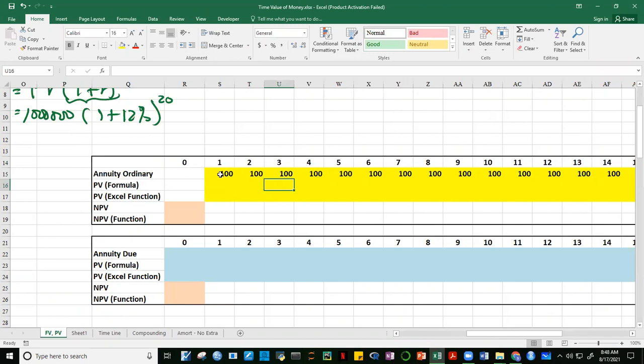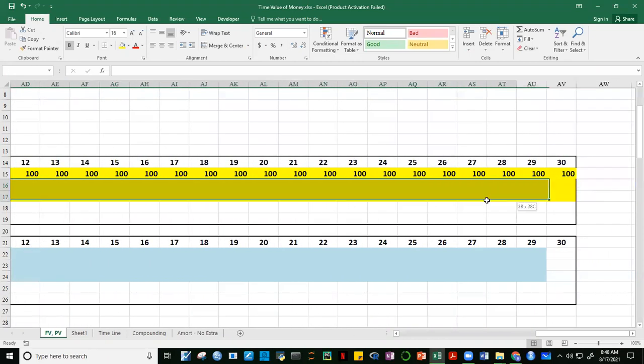Kunin natin present value nito. Present value ng bawat isa. Tapos, since nasa present values na sila lahat, pwede na natin silang i-add.